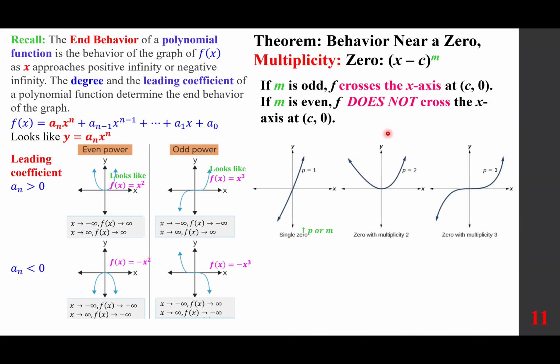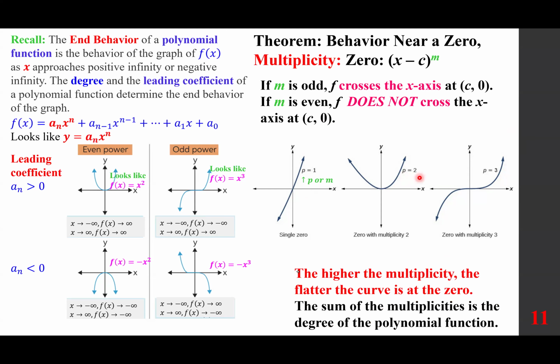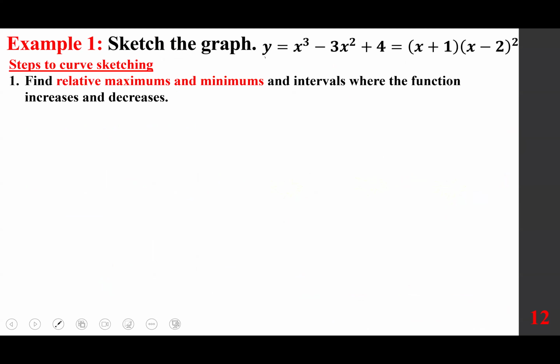By the way, over here they use p, and p and m are the same. Normally m is better, since m stands for multiplicity, but in some texts they use p. If m is 1, it crosses. 3 crosses. Even, 2, doesn't cross. The higher the multiplicity, the flatter the curve is at this zero. The sum of the multiplicities is the degree of a polynomial function. So pretty straightforward. Let's use all of this information, including calculus, to graph this function.